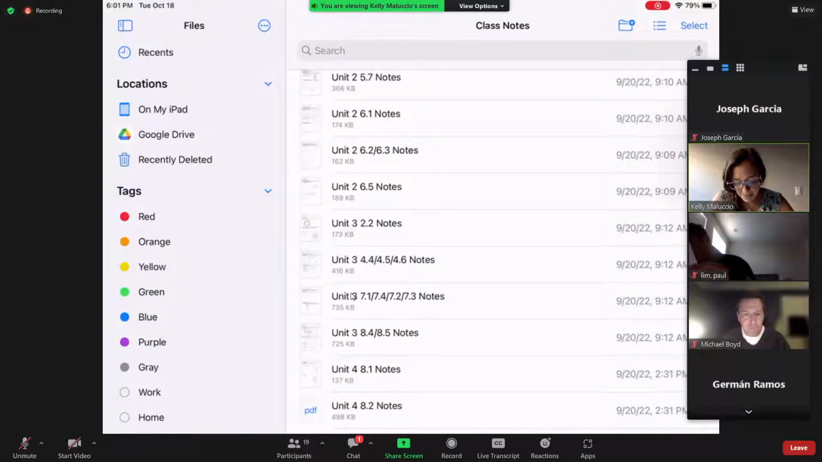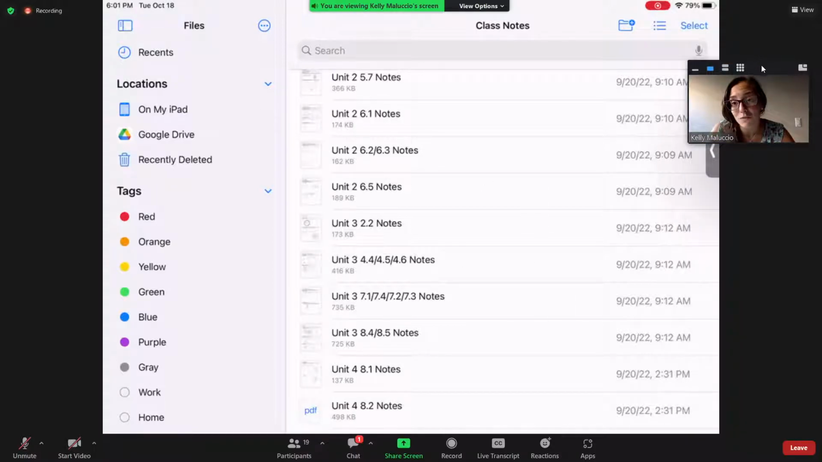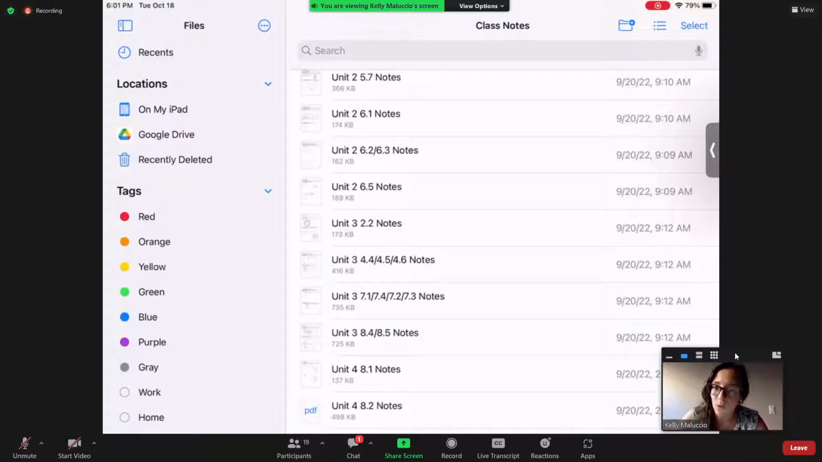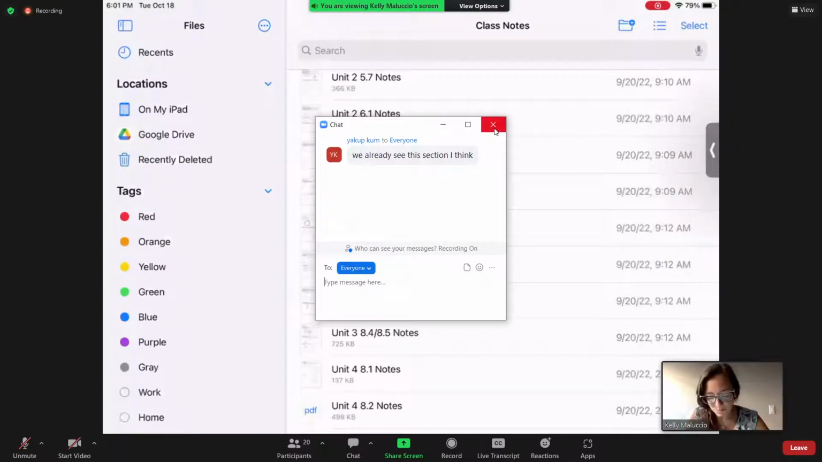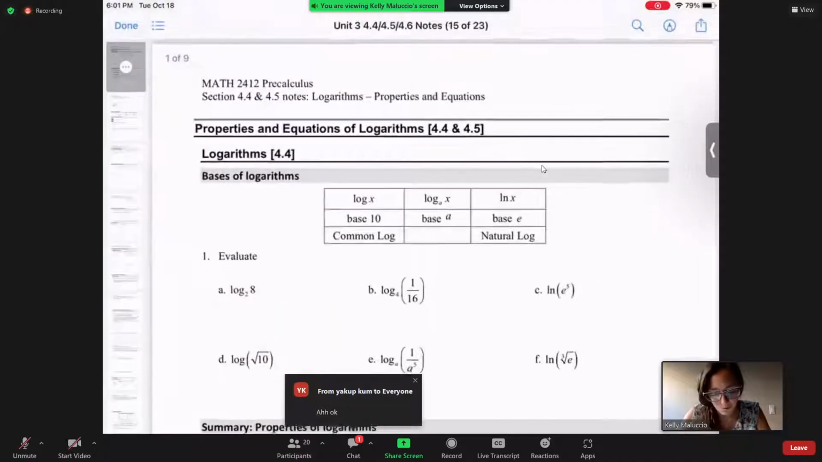And then 8-4 and 8-5. I just didn't separate it. You should already see this section, Jakob. I'm just saying that they're combined, instead of 4-4 being its own, and then 4-5 and then 4-6. So I just wanted to let you know.